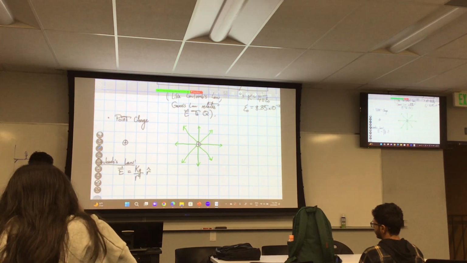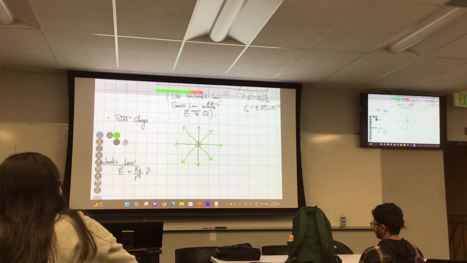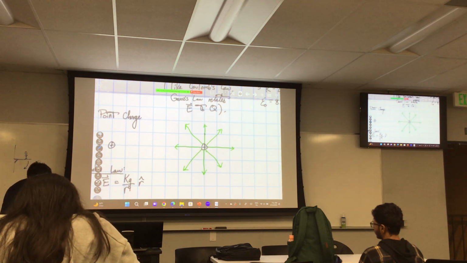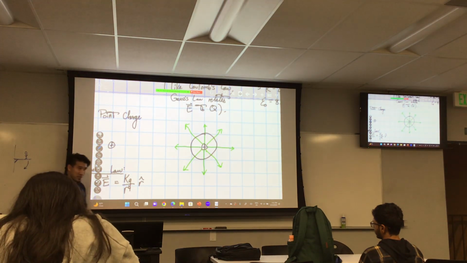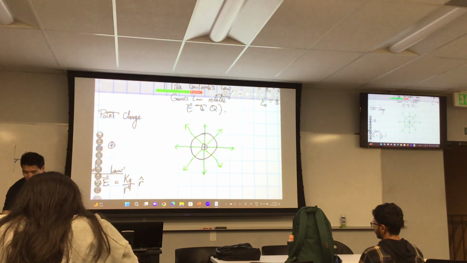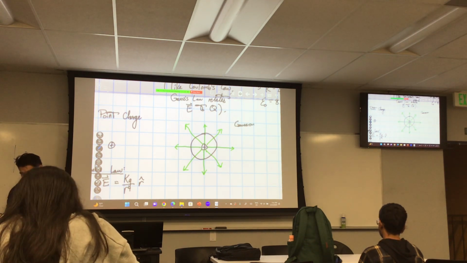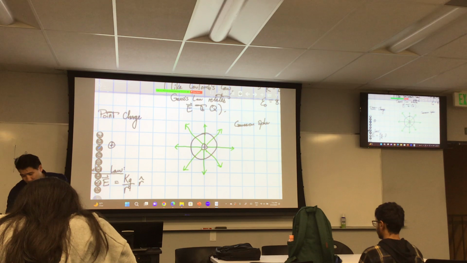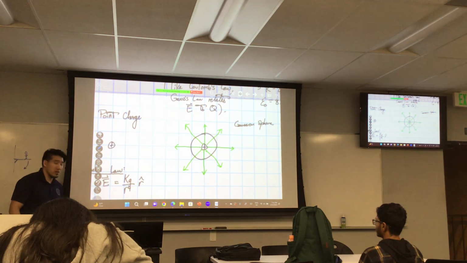Now I'm going to tell you which Gaussian surface to be used here. I'm going to give you more details on which one to use in the future. We're going to be using a sphere, a Gaussian sphere.